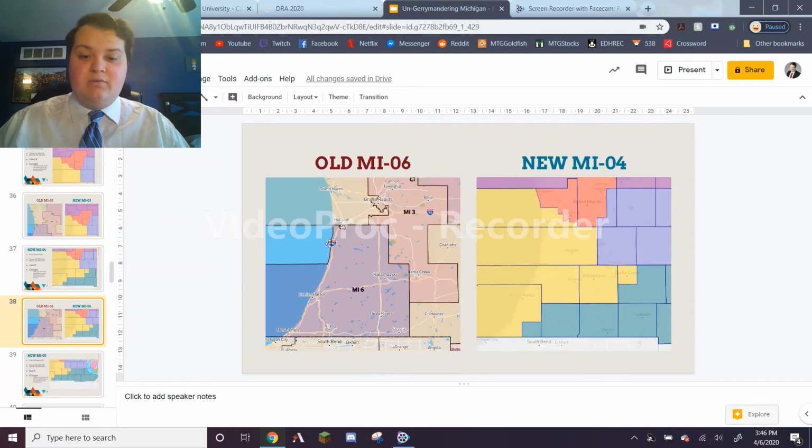To compare the two, here is the old 6th district, and then here is the new 4th district. So a little bit different, a little bit more misshapen. The 6th district, I will compliment it on its nice compactness. So it definitely loses a bit on that, but I think it makes more sense culturally in terms of the cities that we're including here. And like we said at the beginning, just because it looks funny doesn't mean it's a gerrymander.